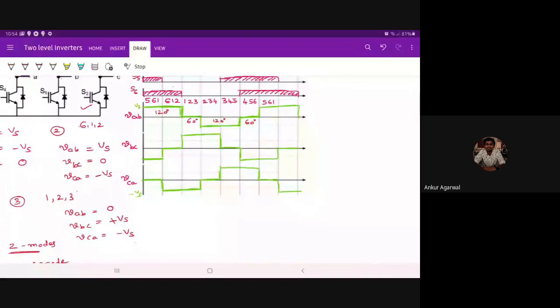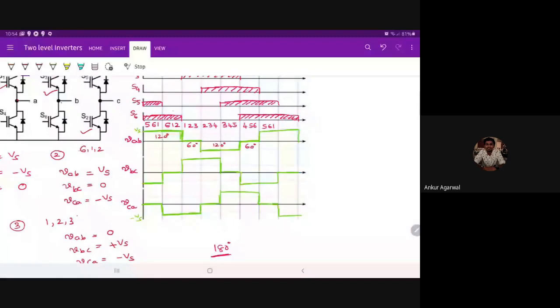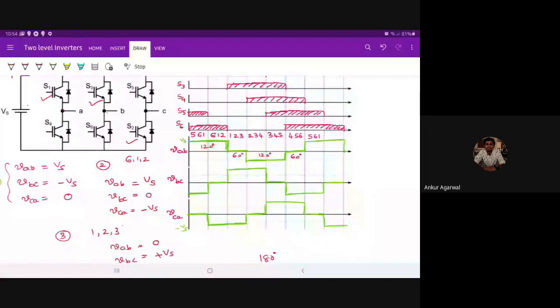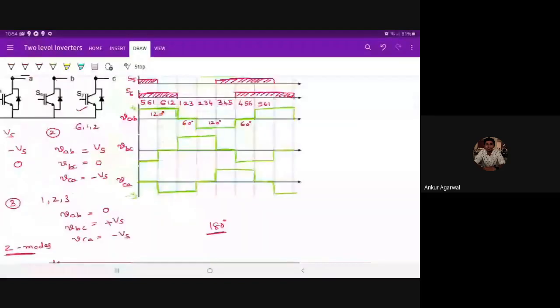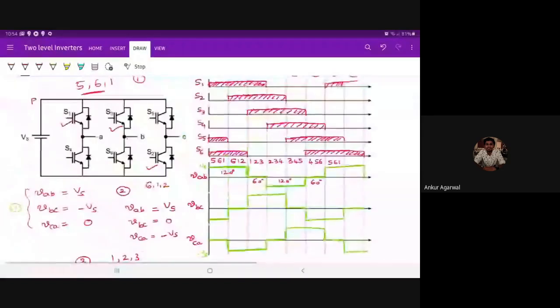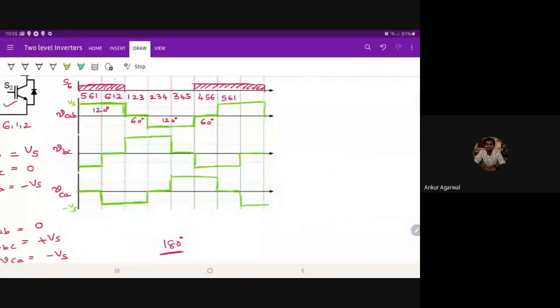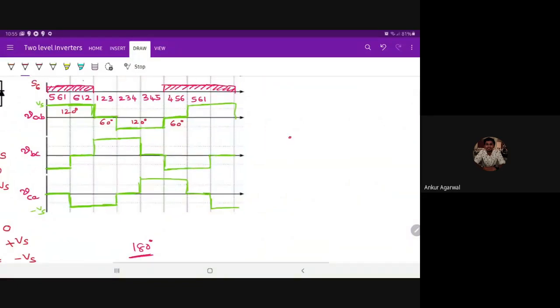This is about the 180-degree mode of operation and how to directly obtain the line voltages. Similarly, if you want phase voltages, you cannot directly access them. Once you connect the load, only then can you access the phase voltages. For that, as we discussed in the previous class, you need to connect some load.